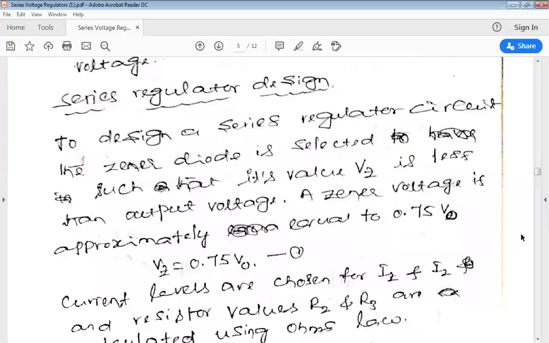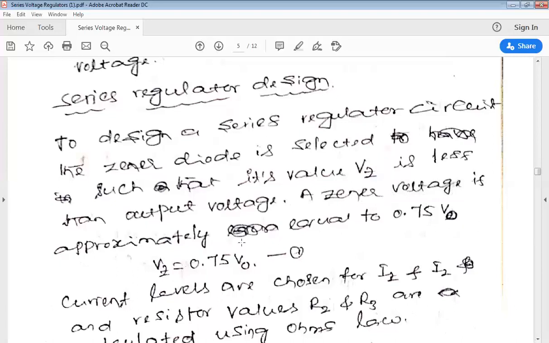If I want a 12 or 15 volts regulated output, in that case I may select less than that. That is, if I want 12 volts, I am going to select a 12 volts Zener diode. It means it depends upon the particular condition.